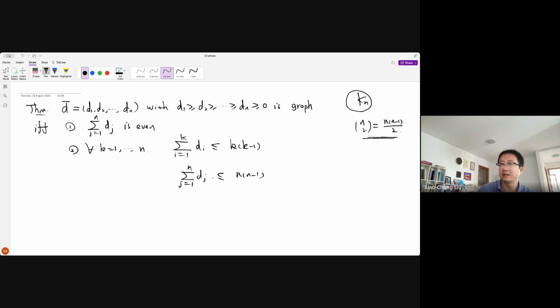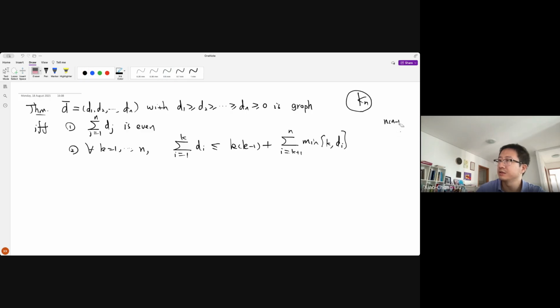And clearly, for any graph, this is smaller or equal to it. So okay, we can put n here. So for all this, plus the sum from i equals k plus 1 to n of the minimum of k and d_i, this strange inequality. Maybe I put this star. I don't know, I like to use star.